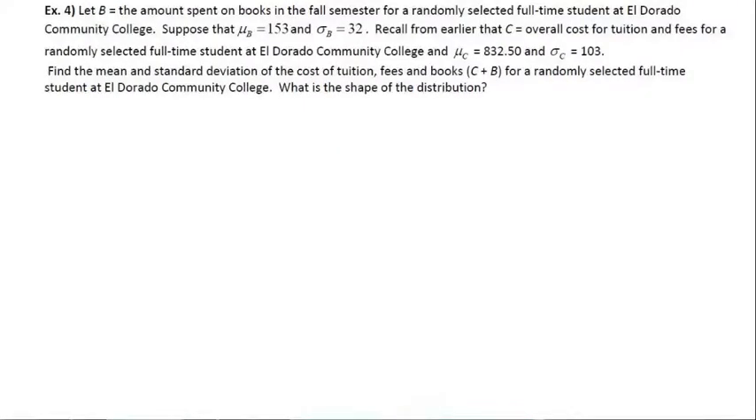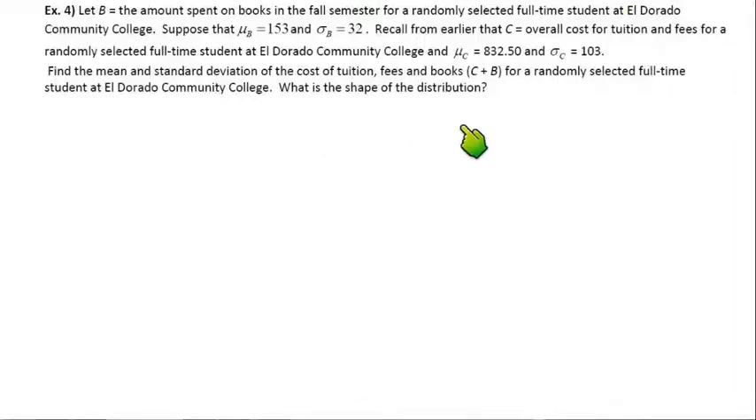Okay, the last example here says, let B be the amount spent on books in the fall semester for a randomly selected full-time student at El Dorado Community College. Suppose that the mean of B is 153 and the standard deviation of B is 32. And we can only imagine those are in dollars, right? It says, recall from earlier that C is equal to the overall cost for tuition and fees for a randomly selected full-time student at El Dorado Community College. And the mean of C was 832.50. The standard deviation of C was 103. Find the mean and standard deviation of the cost of tuition, fees, and books, which would be C plus B, for a randomly selected full-time student at El Dorado Community College.